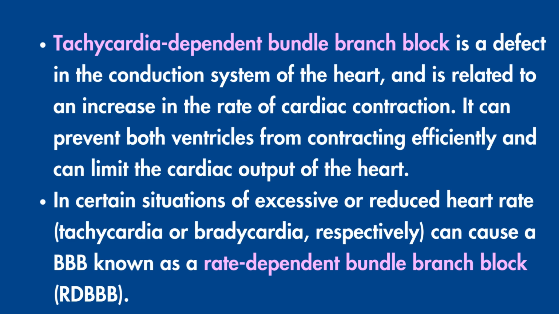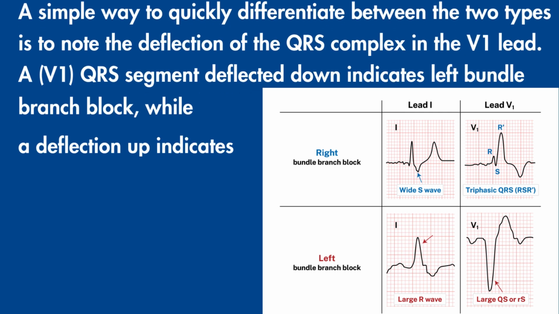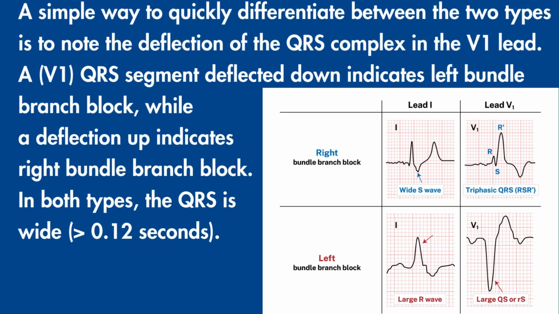Certain situations of excessive or reduced heart rate can cause a bundle branch block known as a rate-dependent bundle branch block. A simple way to quickly differentiate between the two types is to note the deflection of the QRS complex in the V1 lead. In V1, a QRS segment deflected down indicates left bundle branch block, while a deflection up indicates right bundle branch block. In both types, the QRS is wide, more than 0.12 seconds.